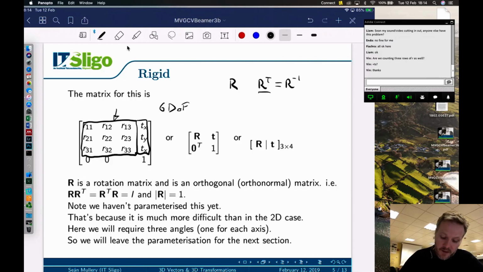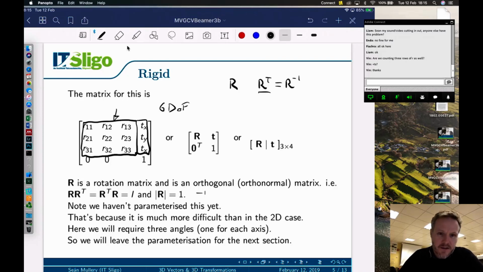Okay. The other thing about a rotation matrix is that it must have a determinant of +1. Now, strictly speaking, if it had a determinant of -1, that would be a mirroring rather than a rotation. So that would mean that everything was mirrored back on itself, which is not permitted within a rigid body motion. There's nothing I can do to this object in my hand in order to do a mirroring on it. So note that we haven't parameterized this yet.